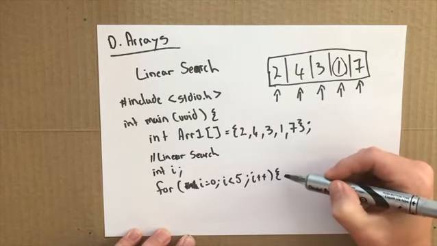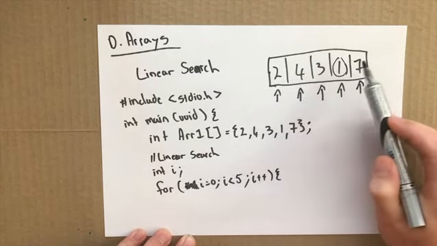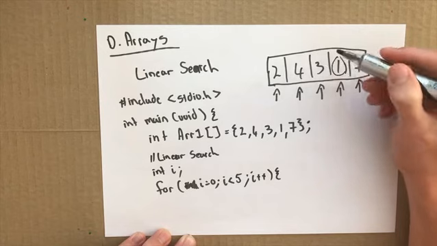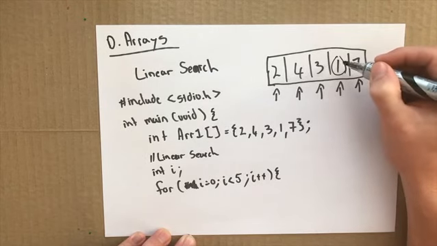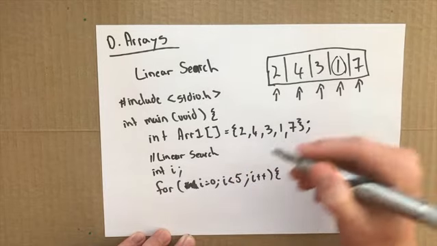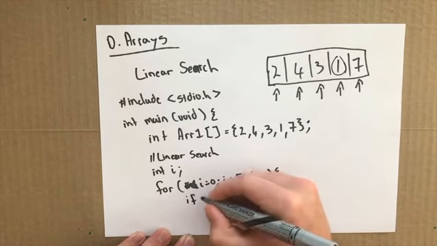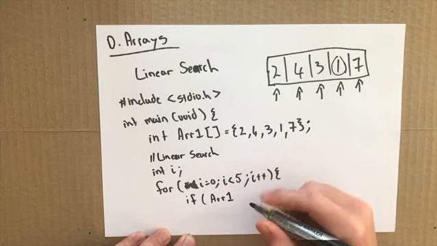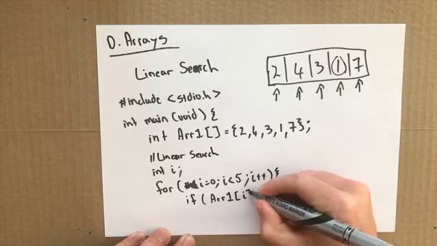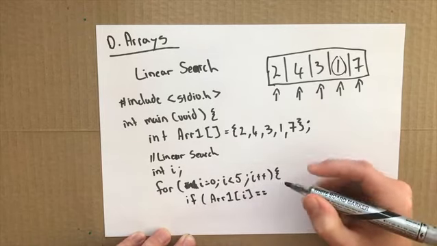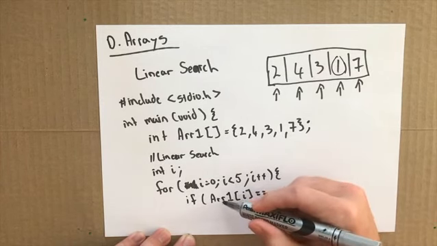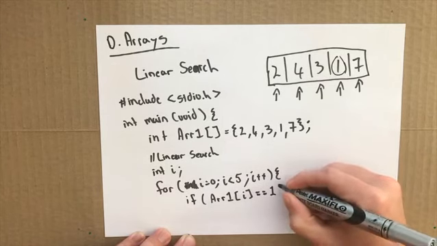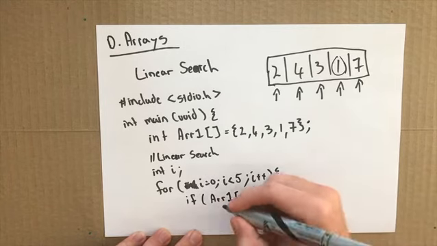Now the linear search algorithm works as follows. We use the for loop to go through each element, and then we need to check each element if it's equal to the key or one that we are searching for. So how do we check that? We use an if statement. So if ARR1 square brackets i is double equal sign equality. Okay, so if ARR1 square brackets i is equal to 1, we know that we have found the index.